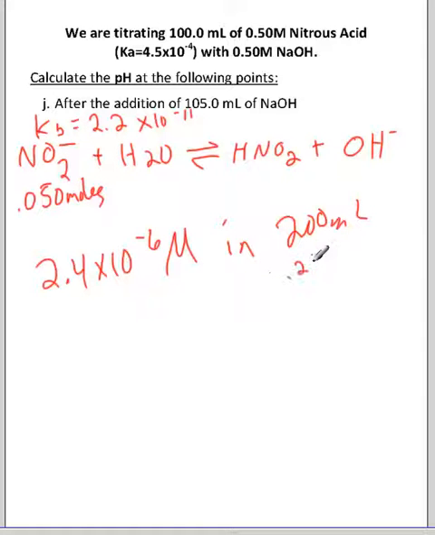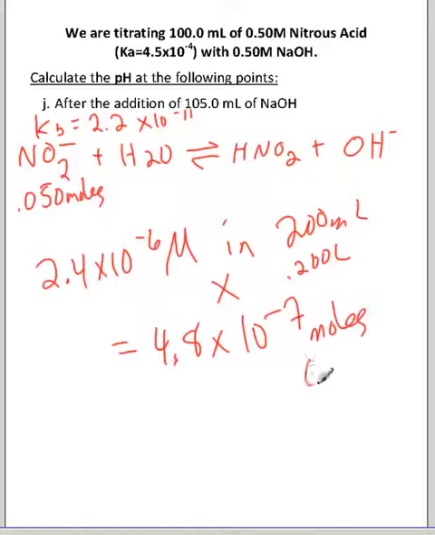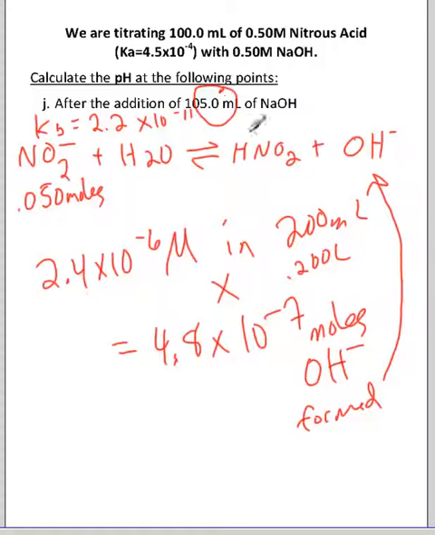Well, or 0.200 liters. Well, if I took that many moles per liter, 2.4 times 10 to the minus 6 times 0.20 liters, I have to actually do that. I haven't done that one on my calculator. 2.4 E minus 6 times 0.2, I would get an answer of 4.8 times 10 to the minus 7 moles of OH minus formed from this reaction. But I still have that extra 5 milliliters that I added.